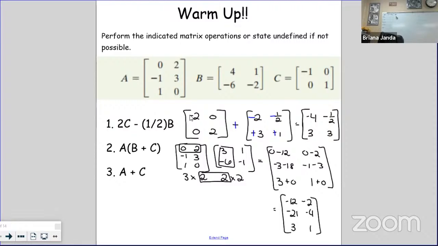Questions on anything up there? Order, being able to multiply, process of multiplication.